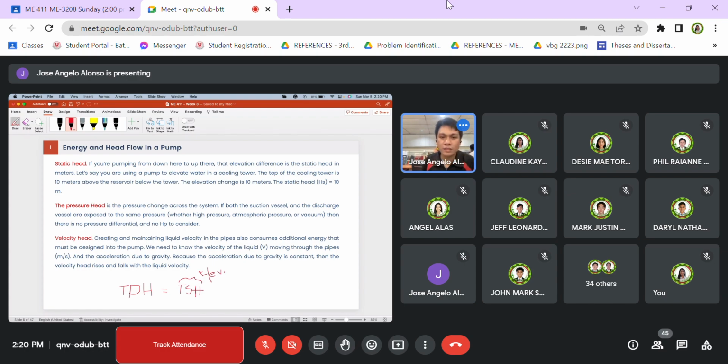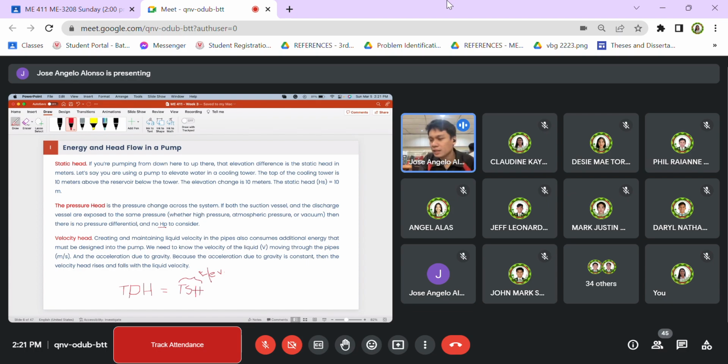So static head, ayun nga, the elevation change or difference between the suction part and the discharge part, while the pressure head is the pressure change across the system. If both the suction vessel and the discharge vessel are exposed to the same pressure, then there is no pressure differential and no HP to consider, H dash P.